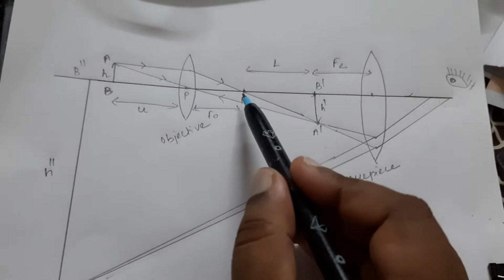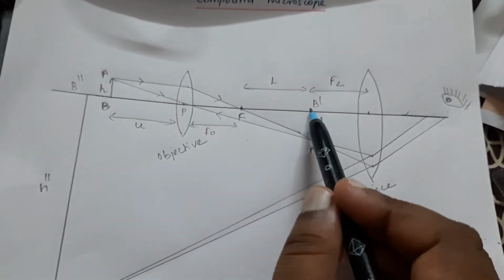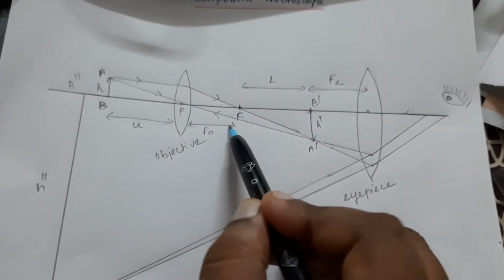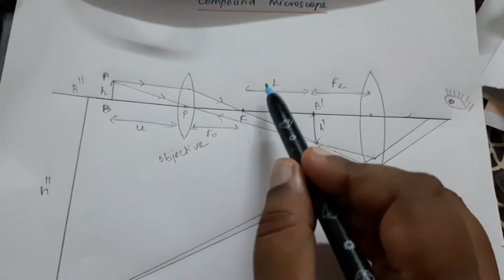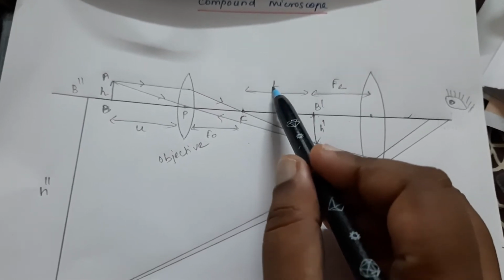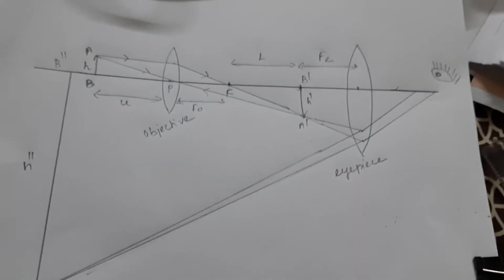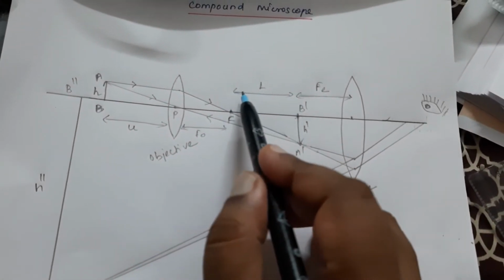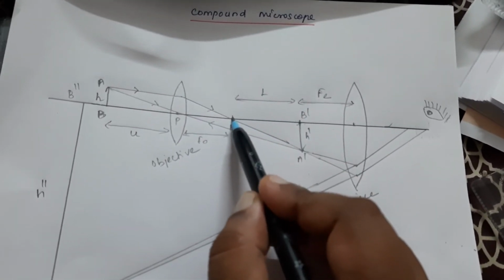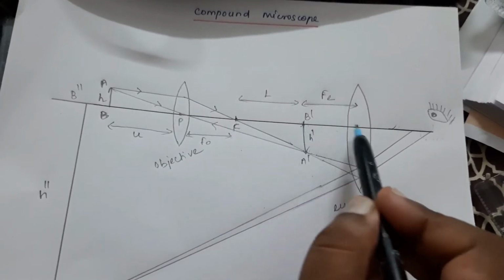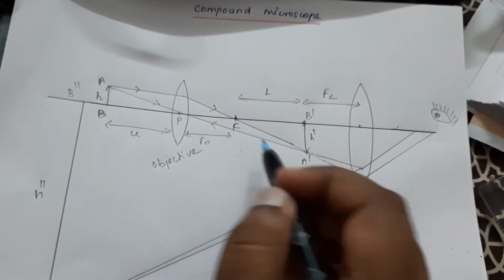That is the distance between the focal point of the objective and the focal point of the eyepiece. The distance between the focal point of the objective and the focal point of the eyepiece is taken as L. And this we call the tube length of the microscope. This is in between the focal point of the objective and the focal point of the eyepiece. This is the focal point of the eyepiece. This is the focal point of the objective.